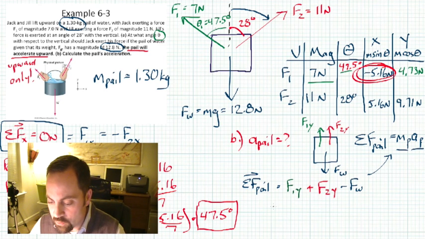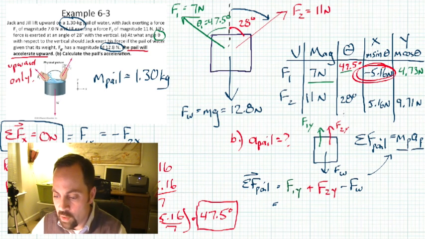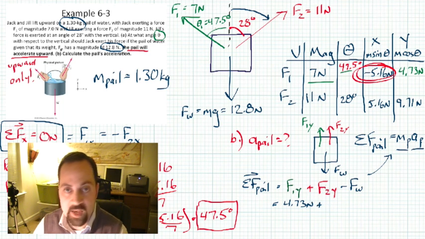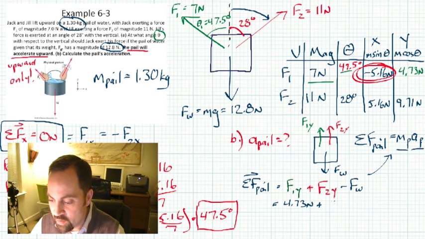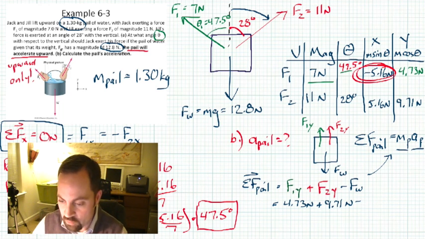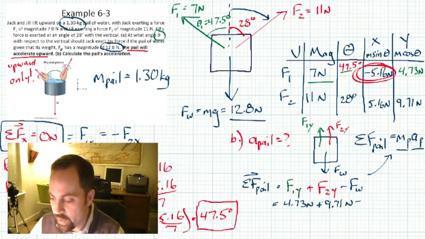So that equals F1 in the y direction, which is 4.73 newtons, plus F2 in the y direction, which we found to be 9.71 newtons, minus the weight force of the pail. The weight force we were told at the very beginning, which is right here, 12.8 newtons.